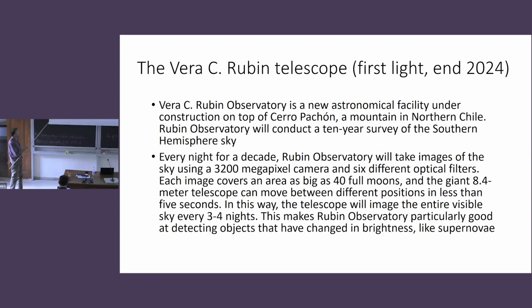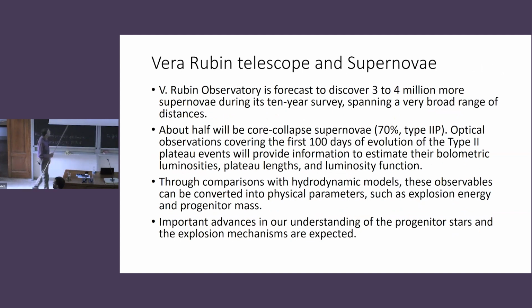And most important, since we have a wide sky survey with short terms between two images, we can find a lot of variable stars, including supernovae. And it is suspected that in 10 years, the Vera Rubin may discover a few millions of new supernovae. And this is very important for studying both core collapse supernovae and the progenitors of core collapse supernovae. And this is also coming soon, in the sense that the commissioning will start end of 2024, so next year, and the science operation should start in 2025.